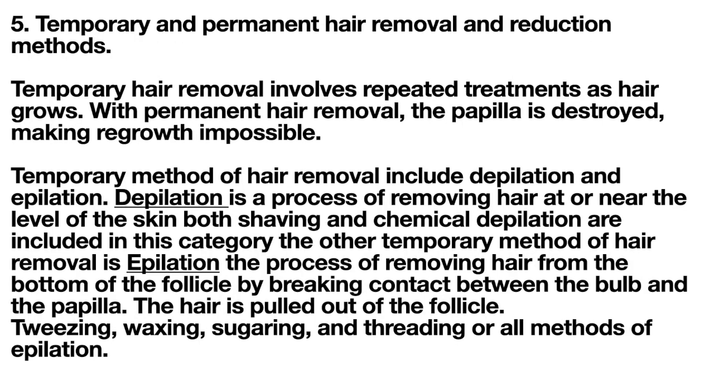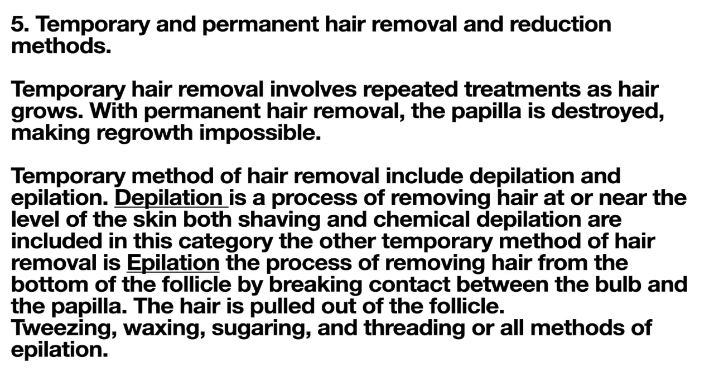Temporary and permanent hair removal and reduction methods. Temporary hair removal involves repeated treatments as hair grows. With permanent hair removal, the papilla is completely destroyed, making regrowth impossible. Temporary methods of hair removal include depilation and epilation. Depilation is a process of removing hair at or near the level of the skin. Both shaving and chemical depilation are included in this category.